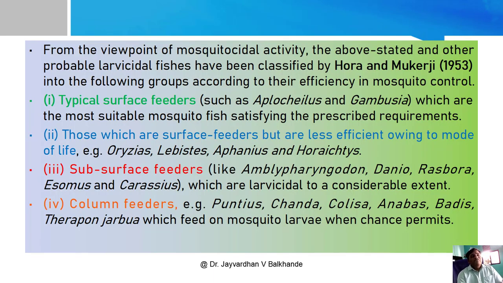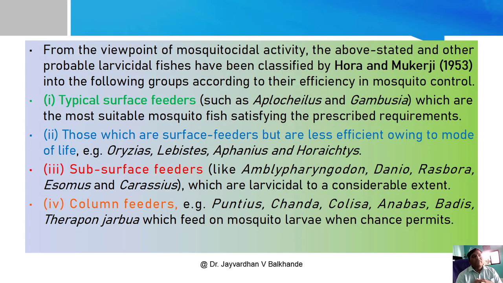So from the viewpoint of mosquitocidal activity, the above stated and other probable larvicidal fishes have been classified by Hora and Mukherjee in 1953 into the following groups according to their efficiency in mosquito control. How do they control the mosquito, in which manner do they control the mosquito? So according to their efficiency, they can be classified as follows.